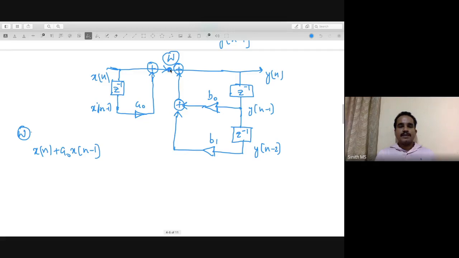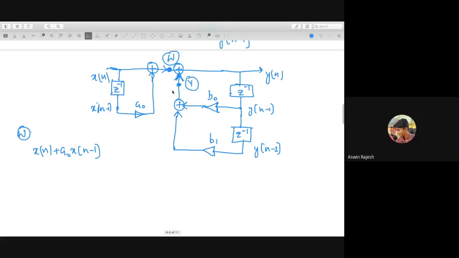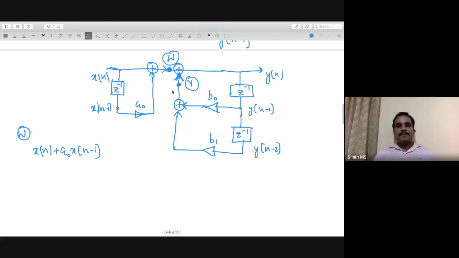Now that comes here and it is added with something that is coming from here. Now let us see what is coming from here. Someone else, can you tell what will be at the point Y? b0 y[n-1] plus b1 y[n-2]. Very good. Okay, let me put this as b1 and this as b2 so that our notation becomes easy. Let this be b1 and this be b2.